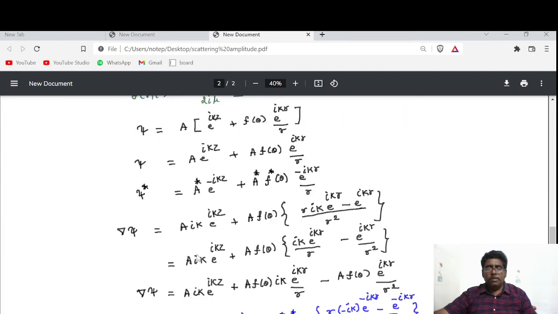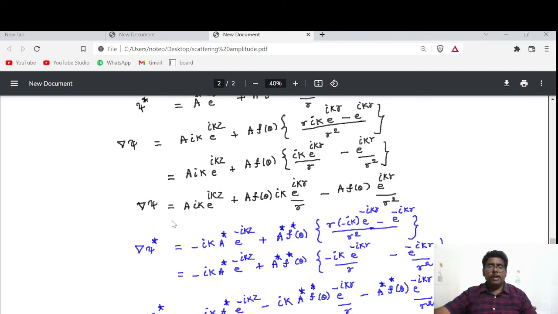Now we may modify this term: A ik e^(ikz) plus A f(θ), this r and r square will be modified. So we can get ik e^(ikr) divided by r, then minus e^(ikr) divided by r square. I have separated this into two terms: ik e^(ikr)/r minus e^(ikr)/r square. Then grad psi equals A ik e^(ikz) plus A f(θ) ik e^(ikr)/r minus A f(θ) e^(ikr)/r square.